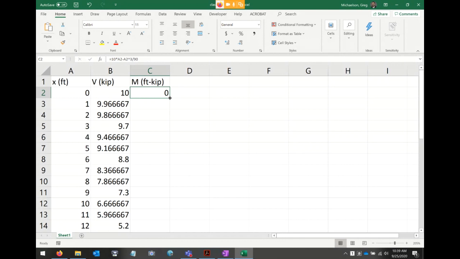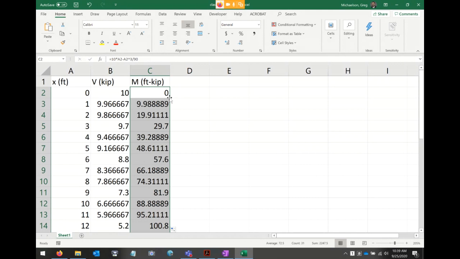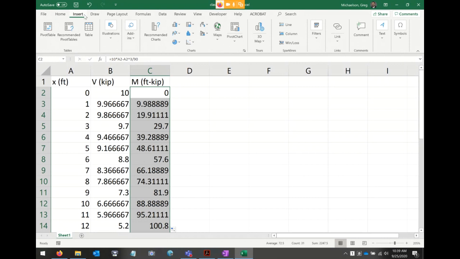Boom. Now, before we start making some conclusions, let's do some plotting. Let's see if y'all remember how to do this. So we go to insert, and we're going to insert a chart. We're going to do a scatter chart. So we're going to do x, y. And I'm going to use this curved one. It doesn't really matter.